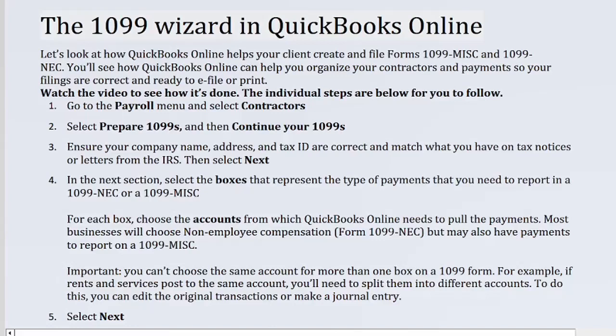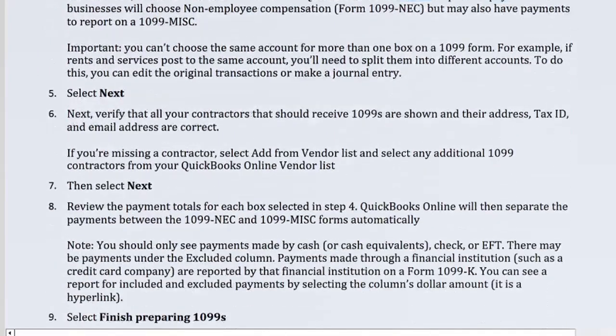Important: you can't choose the same account for more than one box on a 1099 form. For example, if rents and services post to the same account, you'll need to split them into different accounts. To do this, you can edit the original transactions or make a journal entry. Select Next.